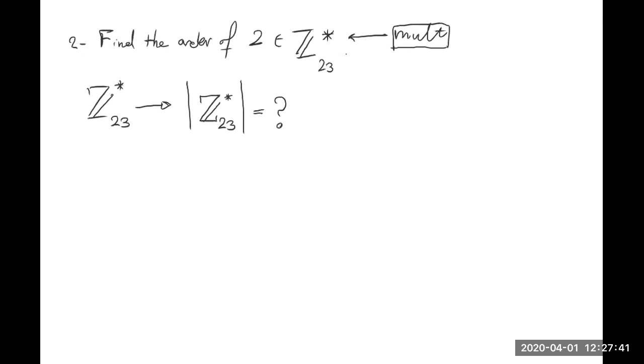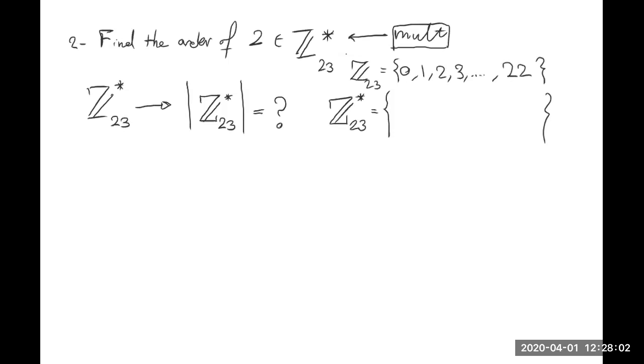So the reason is that Z23 star has all the numbers. Okay, so Z23 is 0, 1, 2, 3, up to 22. And there are 23 numbers here, right? Because there are 22 numbers from 1 to 22, and then there is 0. So in total, there are 23 numbers there. Now, in the second group, Z23 star, we should only look at the elements which are co-prime with respect to 23. It means their greatest common divisor with 23 is 1. 0 is not co-prime with respect to any number, because the greatest common divisor of 0 and anything is 0, and of course it's not 1.